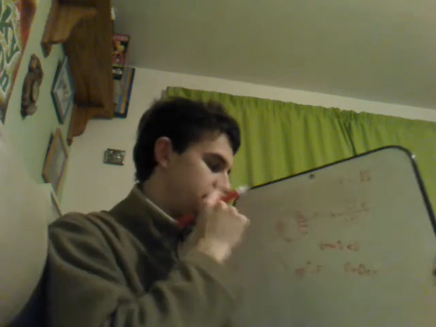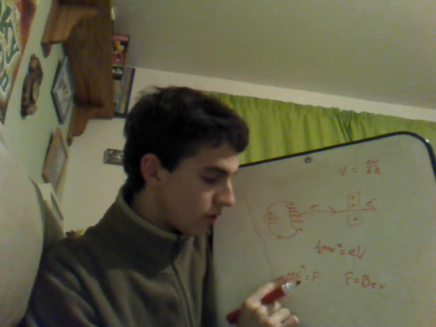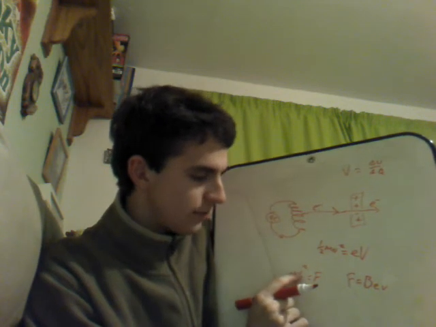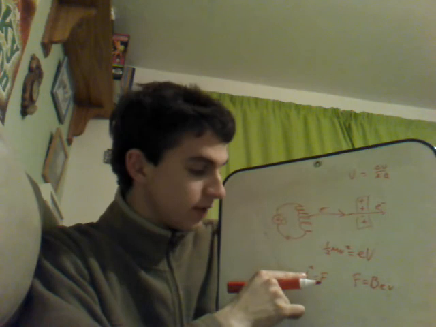Let's go through what these letters mean. In mv squared over r, m is the mass of your electron, v is the velocity that the electron is moving at, and r is the radius of the circle, which we can measure.